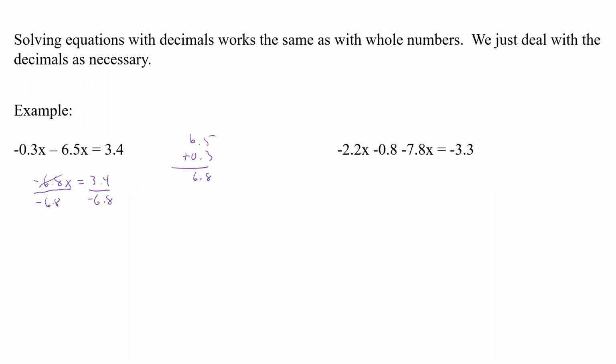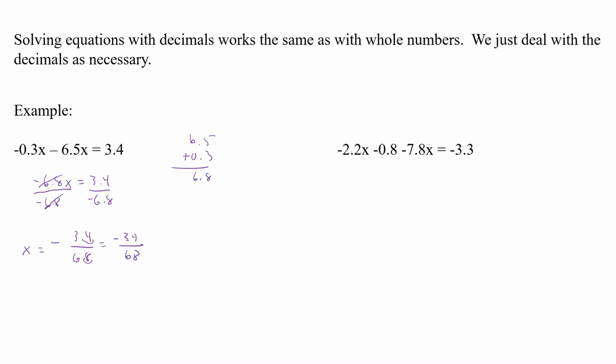When we do this, those cancel. We're left with x on the left. And over here, we're going to have a negative because it's positive divided by negative. It's going to be 3.4 over 6.8. Now, the key thing here is we have to move this decimal over 1, and we have to move this over. So that's really a negative 34 over 68.